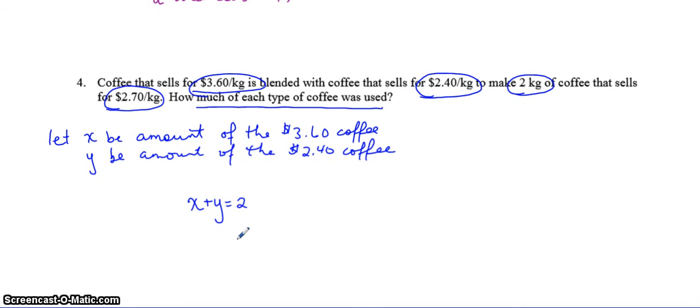The second equation brings in the mixture. So $3.60 times the amount of that coffee plus $2.40 times the amount of that coffee is equal to $2.70 times the amount of that coffee, which is 2 kilograms. So again, use substitution or elimination, press pause, solve this equation, and then come back to the video to check your answer. So press pause now.